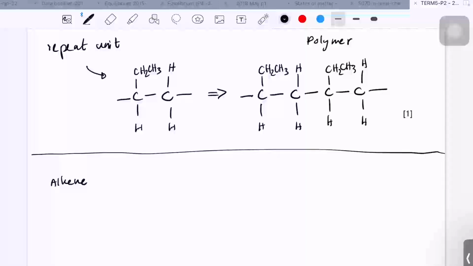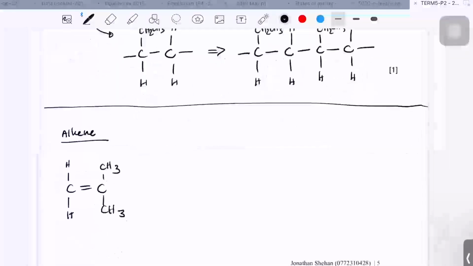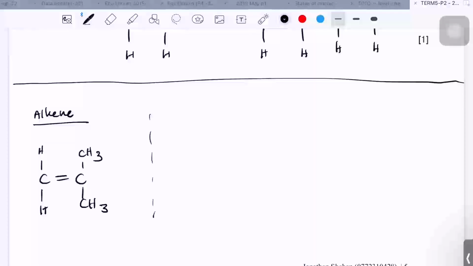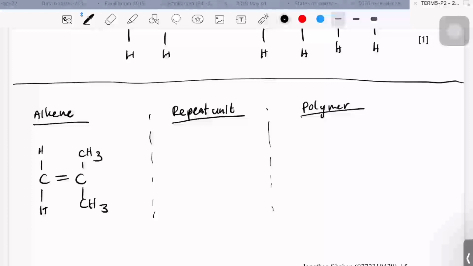So I'm going to give an alkene. Right, this is the alkene. Then you must draw the repeat unit and then the polymer. You must draw the polymer. Right, I'm going to come and check randomly.